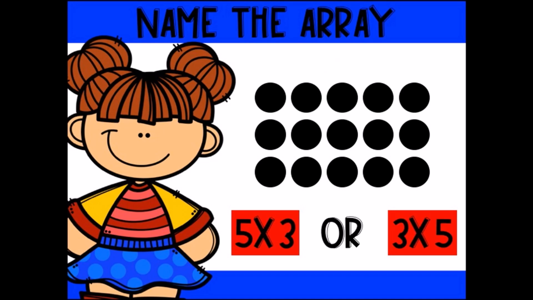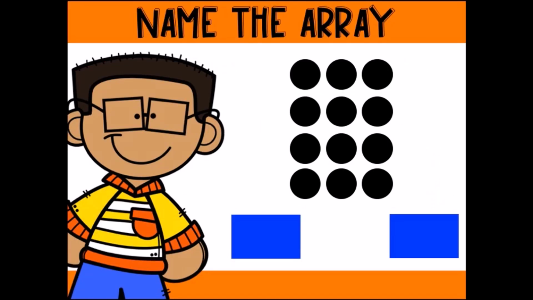5 times 3 or 3 times 5. If you notice, we have 1, 2, 3 rows, and we have 1, 2, 3, 4, 5 columns. So 3 times 5 is like counting by 5 3 times. 5, 10, 15. Or counting by 3 5 different times. That's your answer. Let's try another one.